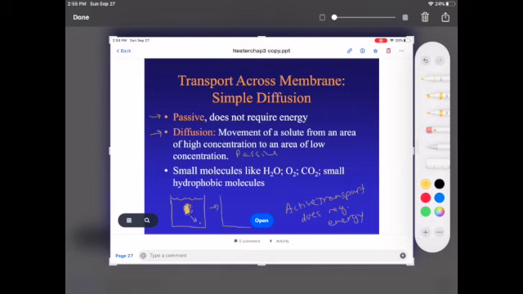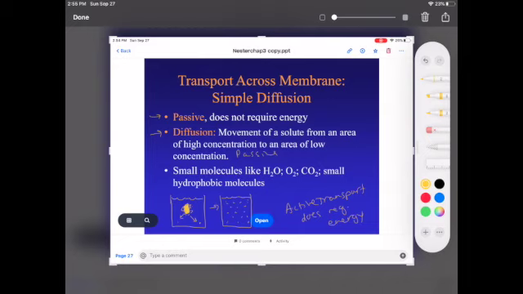By the time this sits around, people say they're going to spread out, they're going to diffuse. But what does that mean? It means that they move from an area of high concentration out to here, so that all the molecules can take up as much room as they possibly can. This happens passively, all by itself, and it does not require the input of energy.